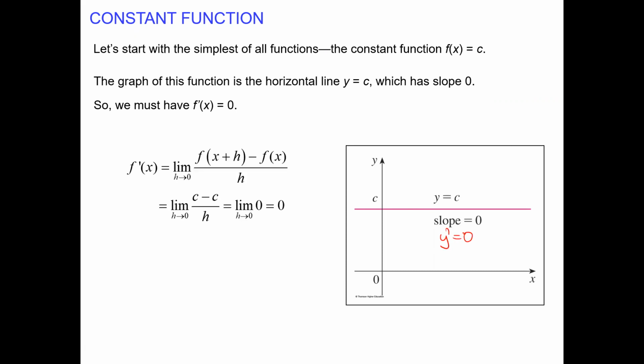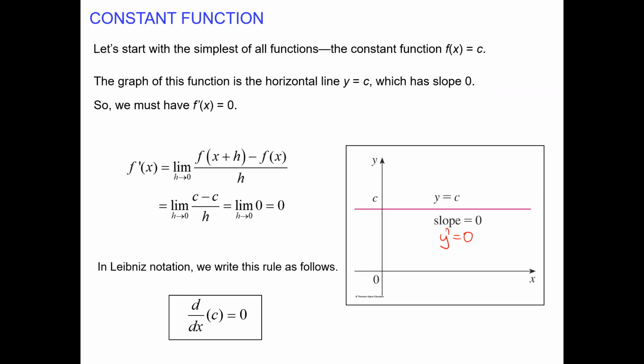I can also use the definition. Limit as h goes to 0, f of x plus h minus f of x over h. The value of the function is always c, constant. c minus c is 0, 0 over h. h is still a tiny number, it's not 0. That means the value is really 0, and it is proven that it's 0. Perfect. Constant function, derivative is 0.